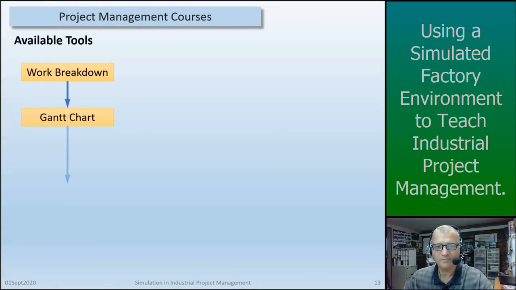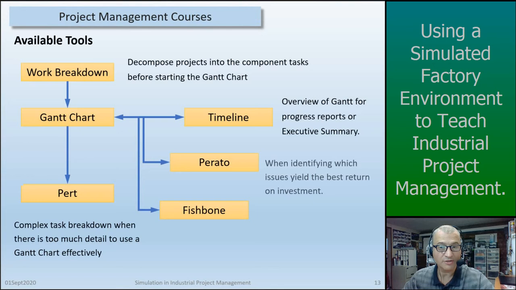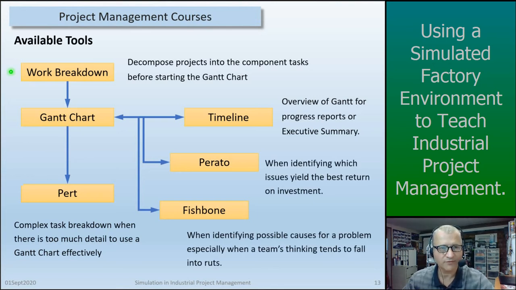Students are given many tools during these courses, and there are many at our disposal. A work breakdown chart, for an example, can be used to decompose projects into the component tasks before starting the Gantt chart. Then, of course, we have our Gantt chart, which hopefully everybody is familiar with. The Gantt chart can be used to develop a timeline, which is a good overview of the process, and can be used for an executive summary. Pareto chart, we can use these when identifying the yield of best return on investment, the lowest hanging fruit, so to speak. Fishbone chart, when trying to identify the cause of a problem, especially when we run into issues where we need to jumpstart the team's thinking a little bit.